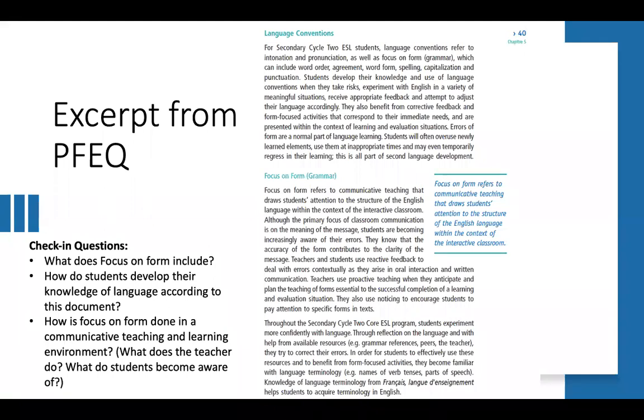You may want to pause the video here to answer these check-in questions. What does focus on form include in this document? How does it explain the way students develop their knowledge of language according to what's written here? How is focus on form done in a communicative teaching and learning environment? In other words, what does the teacher do? What do students become aware of?